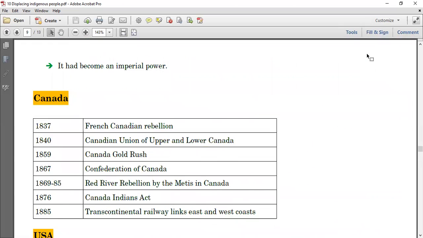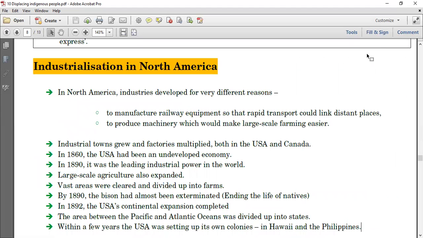Industrialization in North America. In North America, industries developed for a different reason. Number one was to manufacture railway equipment just so that rapid transport could link different and distant and remote places. Number two was to produce machinery which would make large-scale farming easier. These were the two main reasons why industrialization developed in North America.